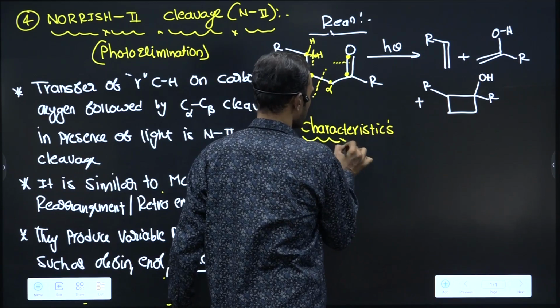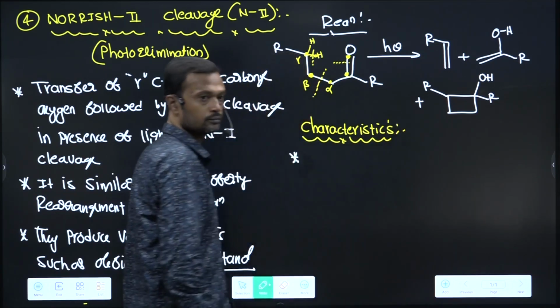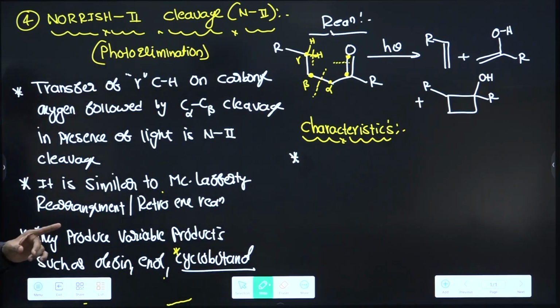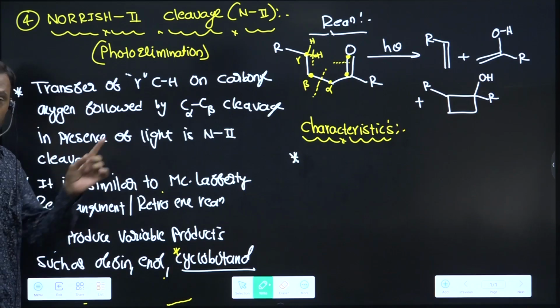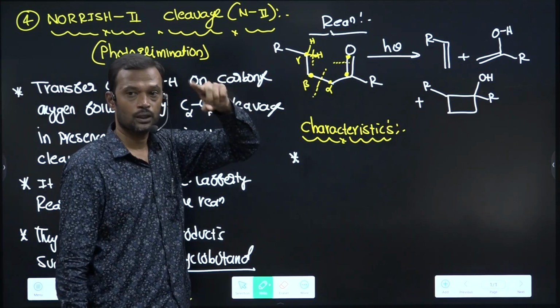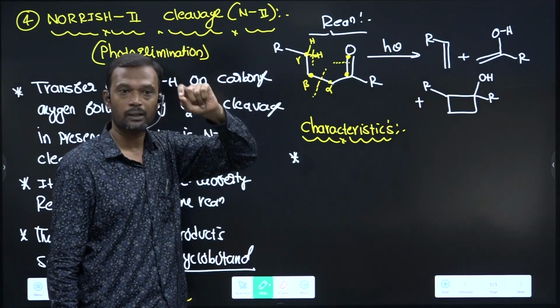Next, let's go for the characteristics of Norrish II. When Norrish II is possible, Norrish I does not exist. Forget about Norrish I. When Norrish II is not possible, Norrish I exists. If 2 is possible, 1 does not exist. Be careful. You will get some yield, but that is very poor.